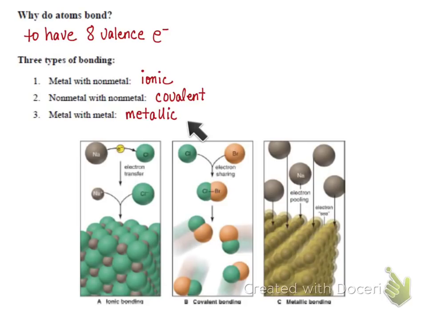Here's some diagrams showing this. Ionic is electron transfer. Covalent is when 2 nonmetals share electrons. And then metallic is only metals present, and electrons pool, called an electron sea, which we'll talk about later.